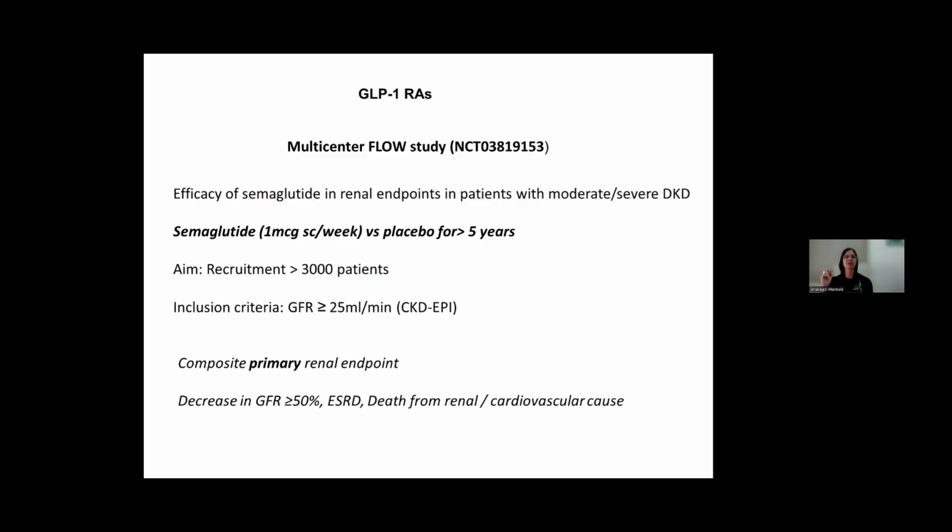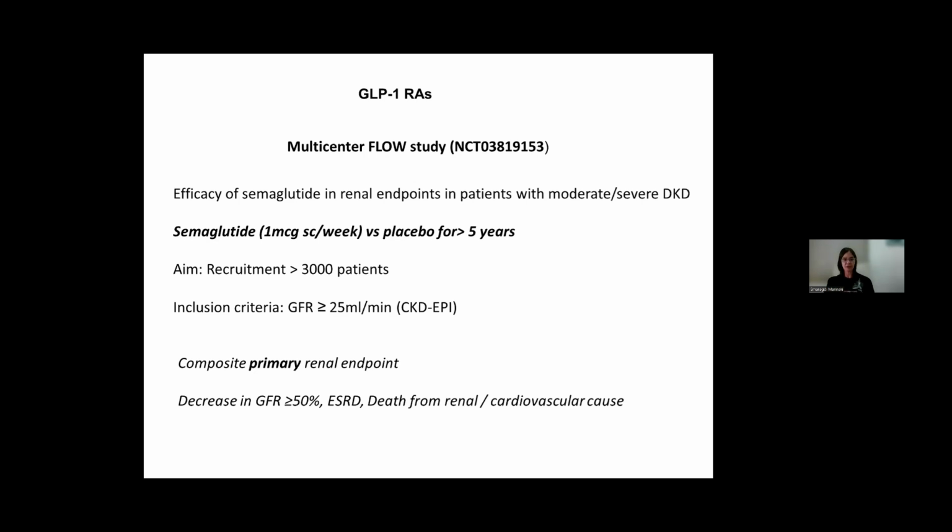There is the multi-center FLOW study ongoing. It started about 2018, I think, and investigated the efficacy of semaglutide in renal endpoints in patients with moderate and severe DKD. Semaglutide was administered subcutaneously once a week, 1 milligram per week, versus placebo for more than 5 years. The study aimed to recruit more than 3,000 patients globally, and the inclusion criteria was, as I said, moderate to severe DKD. They should have a decrease in GFR and also proteinuria.